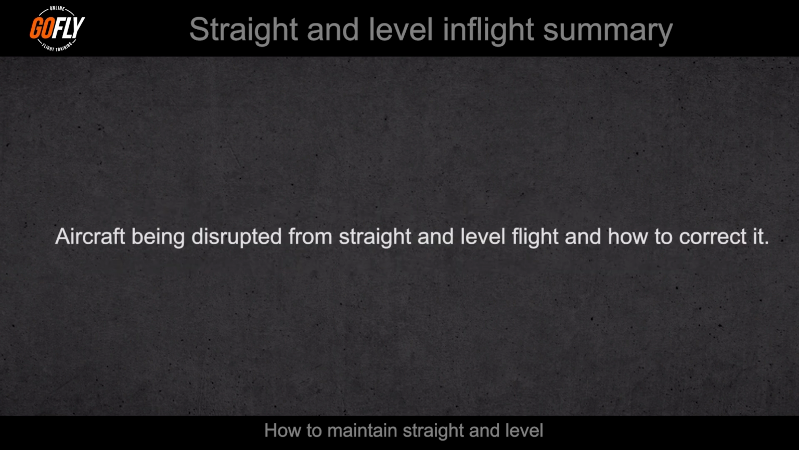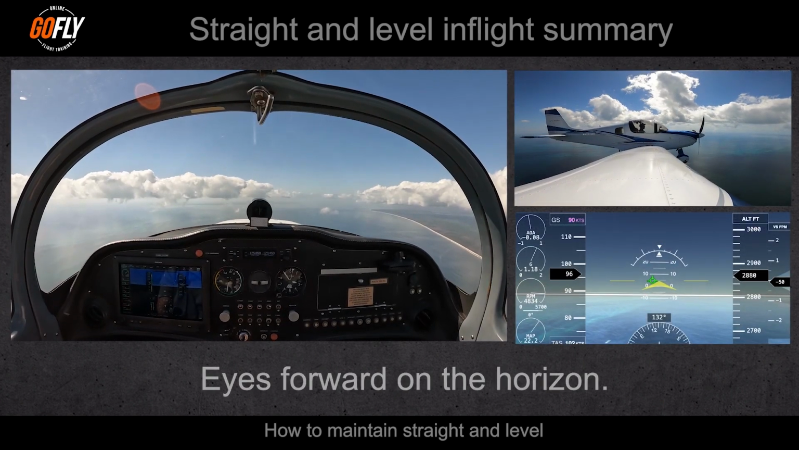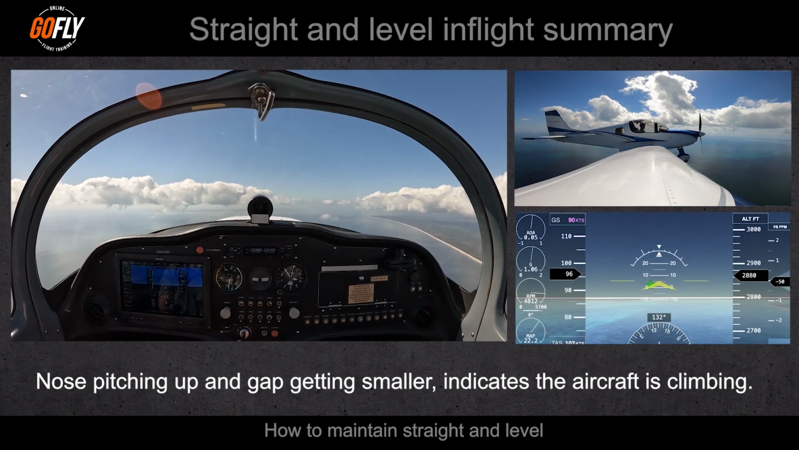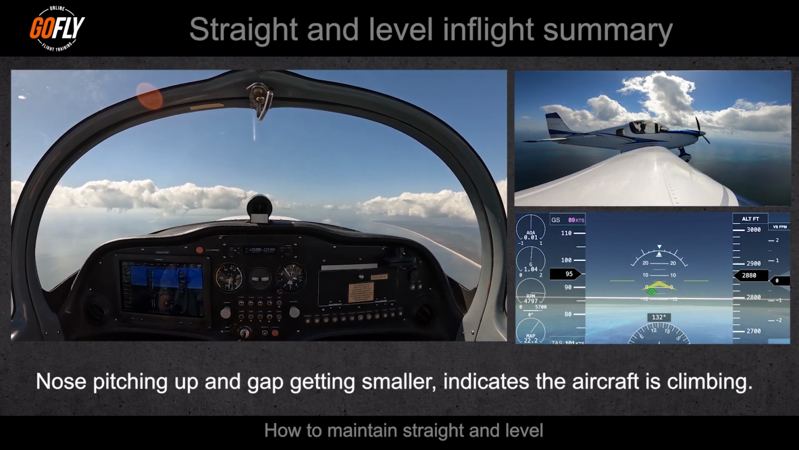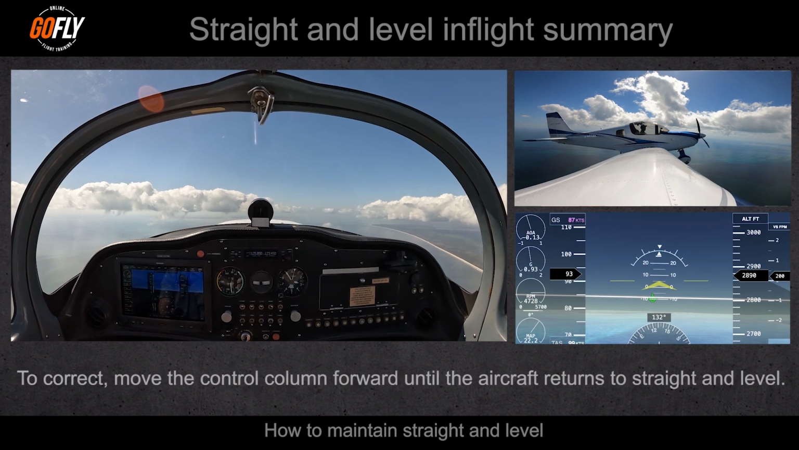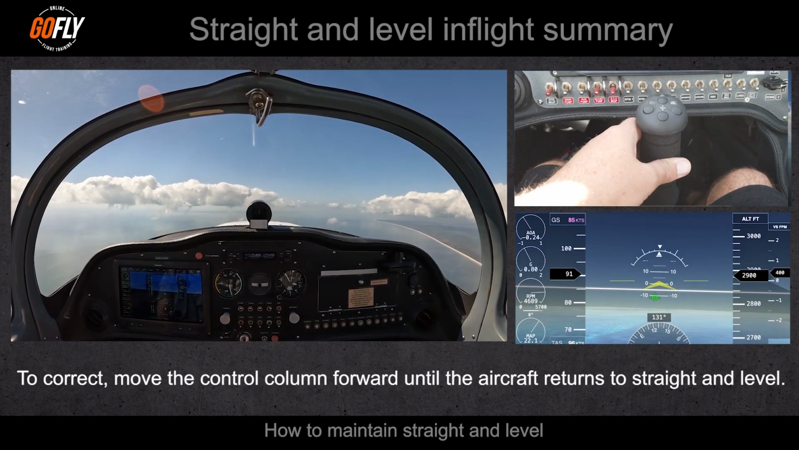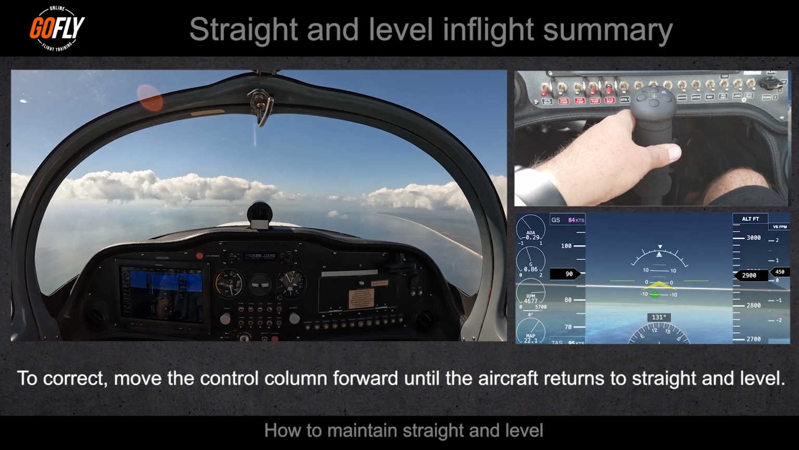We will now simulate the aircraft being disrupted from straight and level flight and how to correct it. Eyes forward on the horizon. Now we can see the nose pitching up and the gap between the nose of the aircraft and the horizon getting smaller. This indicates the aircraft is climbing. To return to level flight, gently move the control column forward until the aircraft returns to the straight and level attitude.